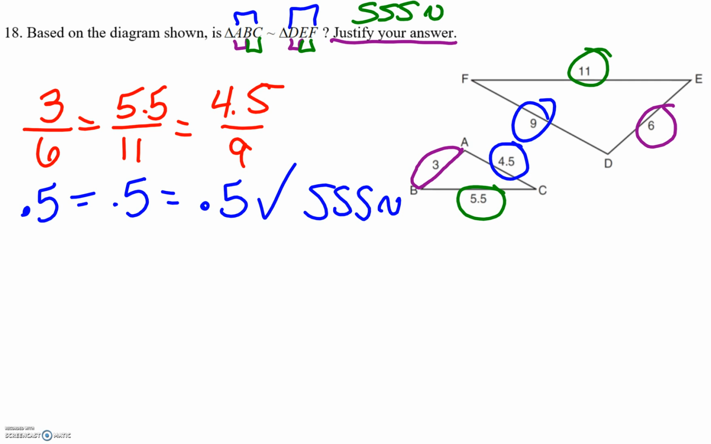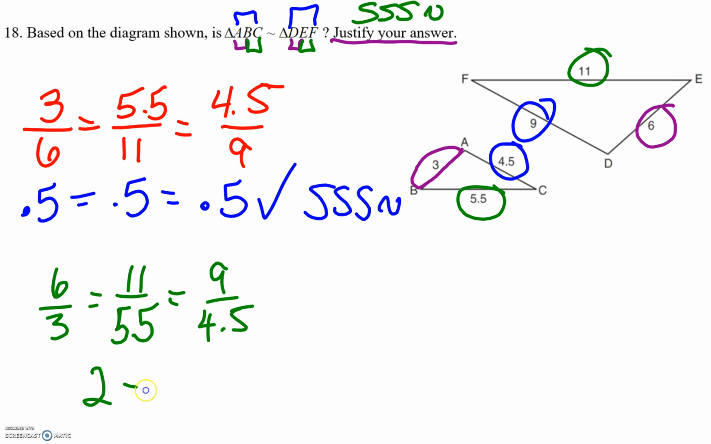You could have set the proportion up the opposite way by saying 6 over 3, 11 over 5.5, or 9 over 4.5, and then you just would have gotten 2 is equal to 2, which is equal to 2. The setup for the problem is not necessarily important here in the sense of which one you put up top and which one you set on the bottom, because they didn't say which one is the pre-image and which one's the new image. We just want to know if they are similar.